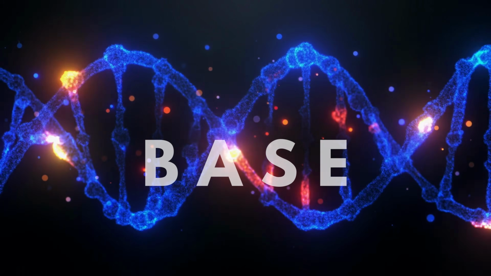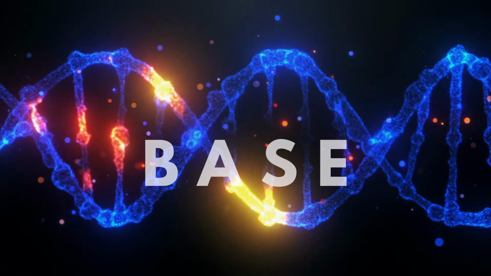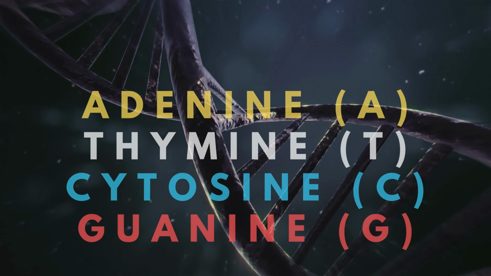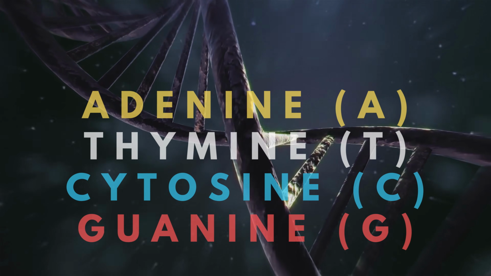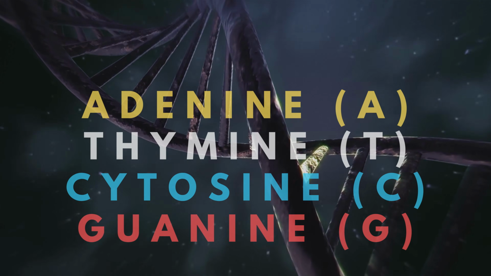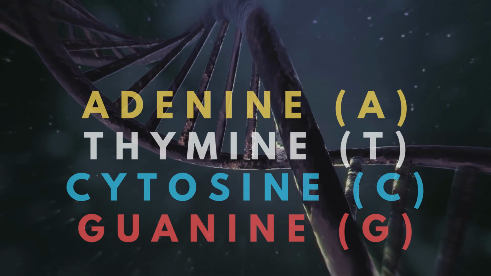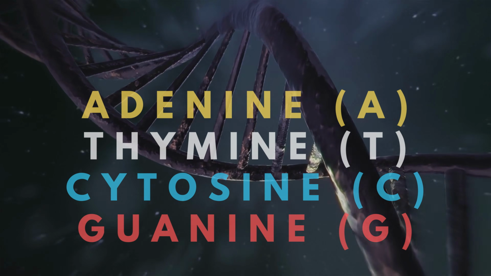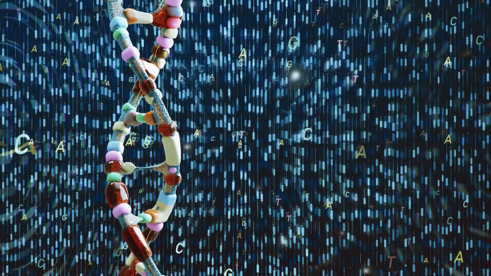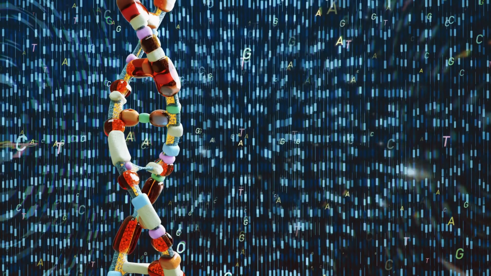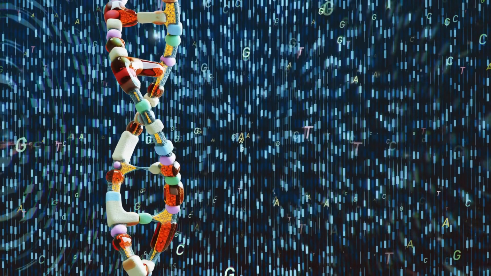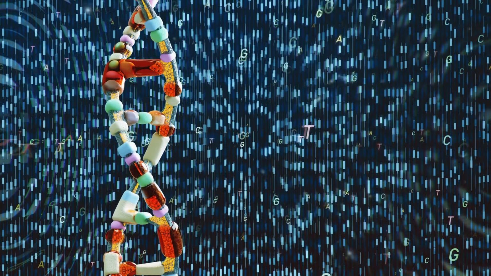Base. The base is the crucial part of the nucleotide. There are four types of bases: adenine (A), thymine (T), cytosine (C), and guanine (G). The bases pair up in a specific way. A always pairs with T, and C always pairs with G. These base pairs hold the two strands of DNA together.